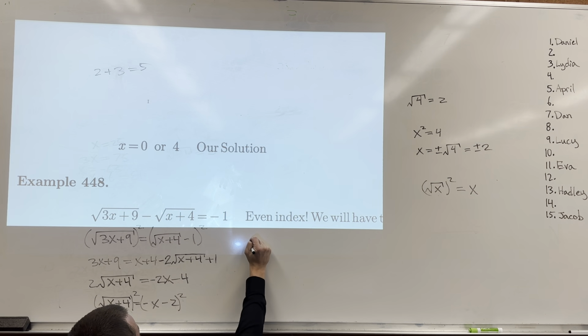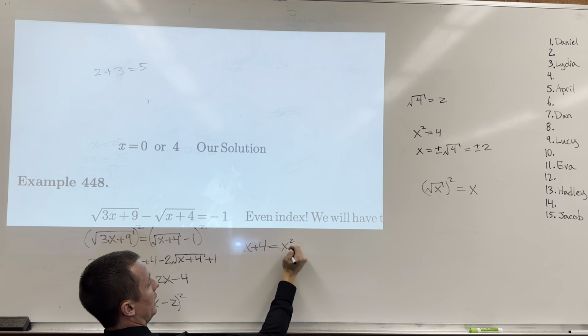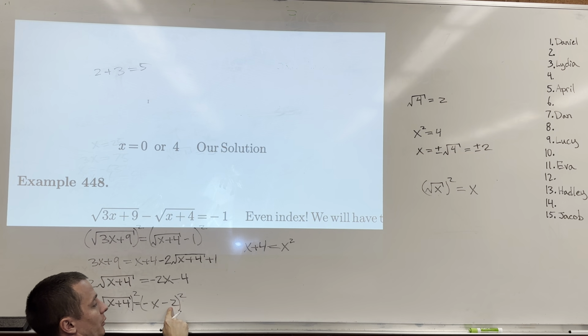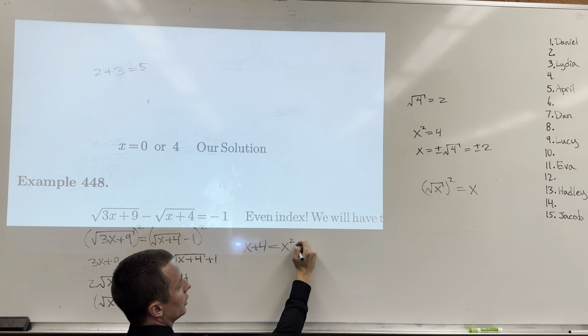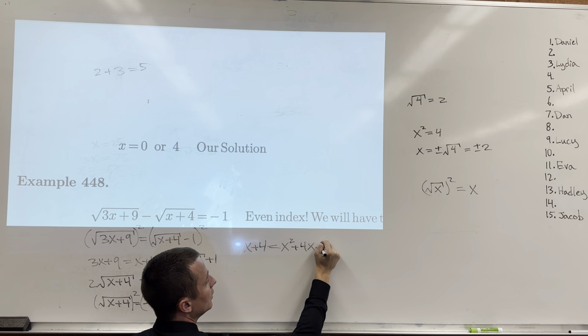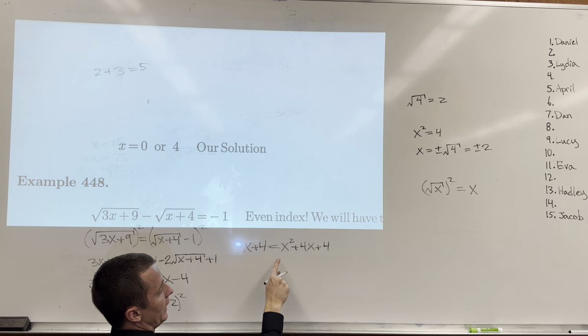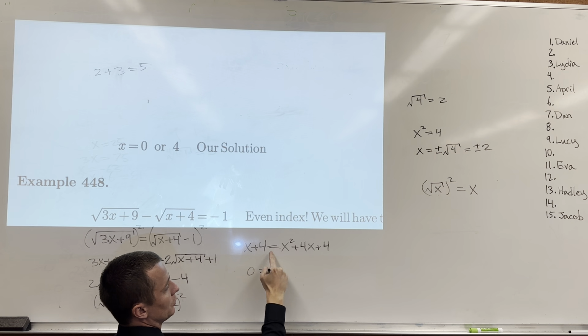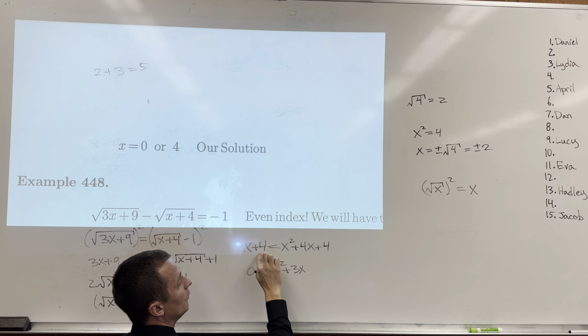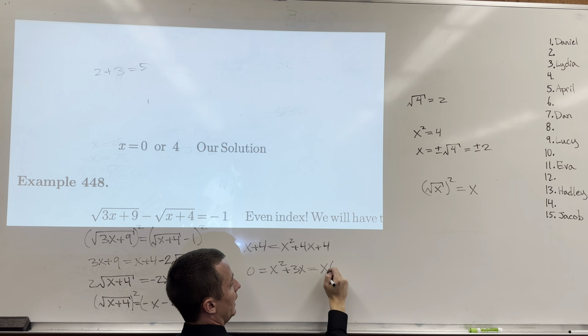So we got x plus 4 from here is equal to negative x squared, which gives me positive x squared. Negative x times negative 2 is 2x, negative 2 times negative x is 2x, for a total of plus 4x. And then finally, negative 2 times negative 2 is positive 4. All right, now get everything over by itself, and we're going to factor. So we're going to be left with 0 is equal to x squared, still x squared. 4x minus x is plus 3x. 4 minus 4 is 0. So this is equal to x times x plus 3.